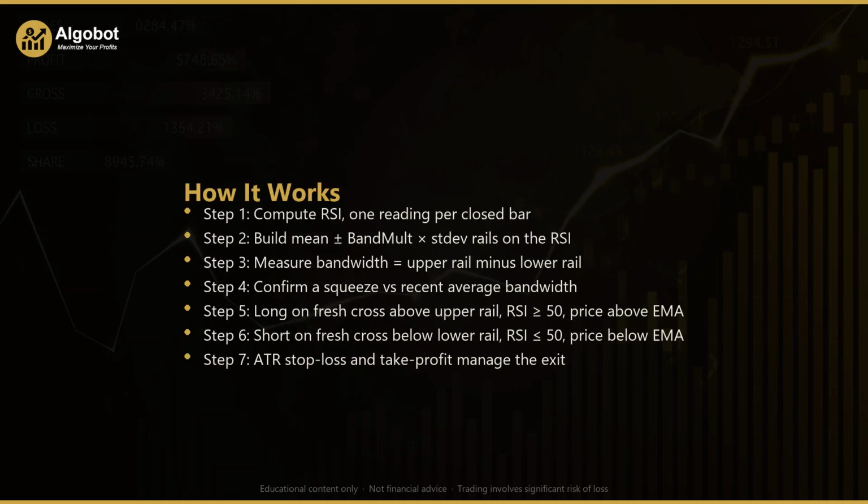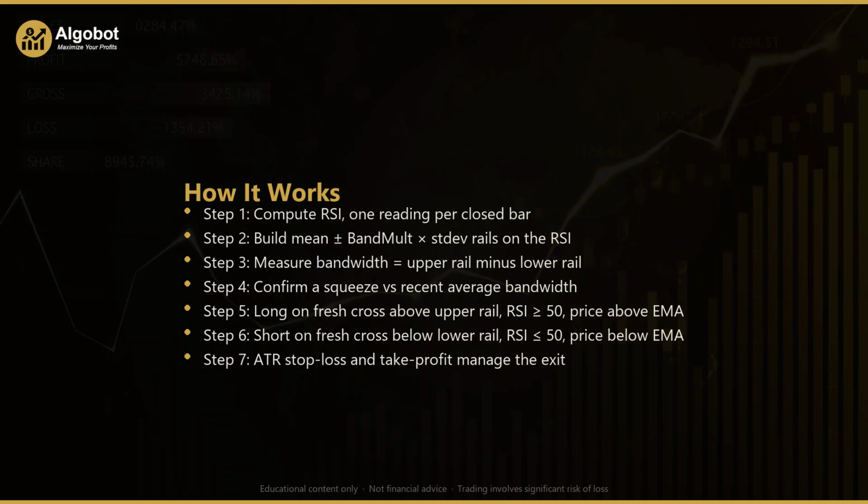Let's walk through the exact logic, one step at a time. Everything is computed on the primary time frame, and the EA only acts once per newly closed bar, so it never reacts to a flickering, half-formed candle. First, it calculates the RSI using the RSI period input, which defaults to 14, keeping one RSI value per bar.